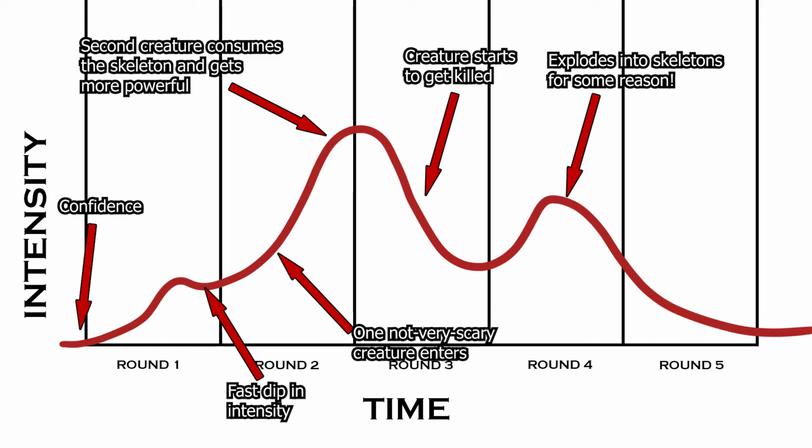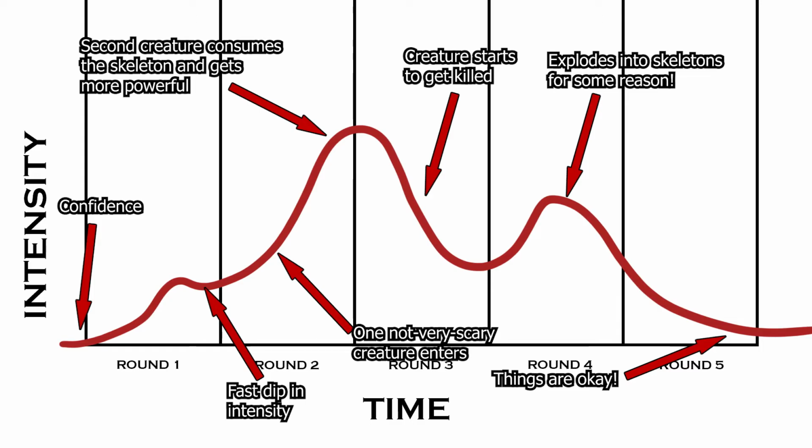It explodes into a whole bunch of skeletons, and now there's a huge pile of skeletons that the players have to deal with, and that's the second big spike, the third overall spike. And now the players have to deal with all these skeletons, and oh my god, that's so crazy. But then they start slowly getting rid of the skeletons, and the combat curve ramps down.